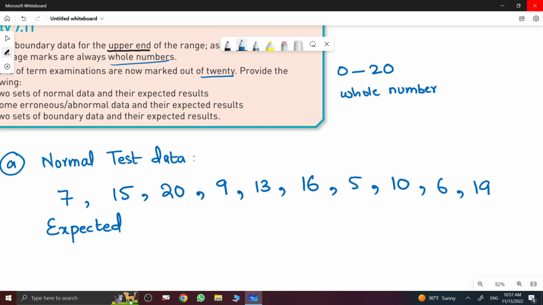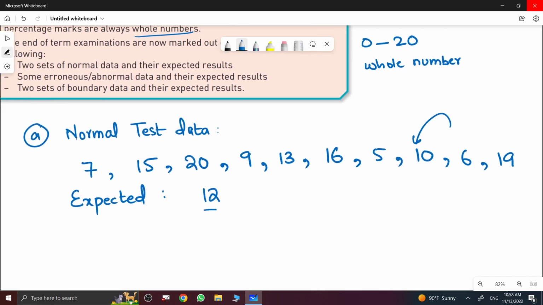Let's find out the average of all of these numbers. Okay, so I have calculated the average of all of these numbers, that is going to be 12. So when you put this normal test data in your algorithm, you will get an average value of 12. So this is one type of normal test data that you can put in your algorithm.